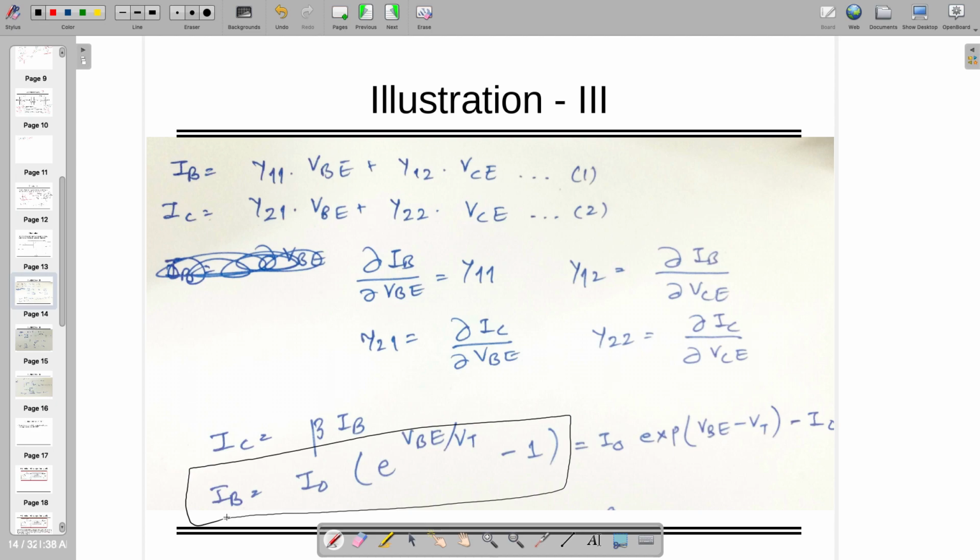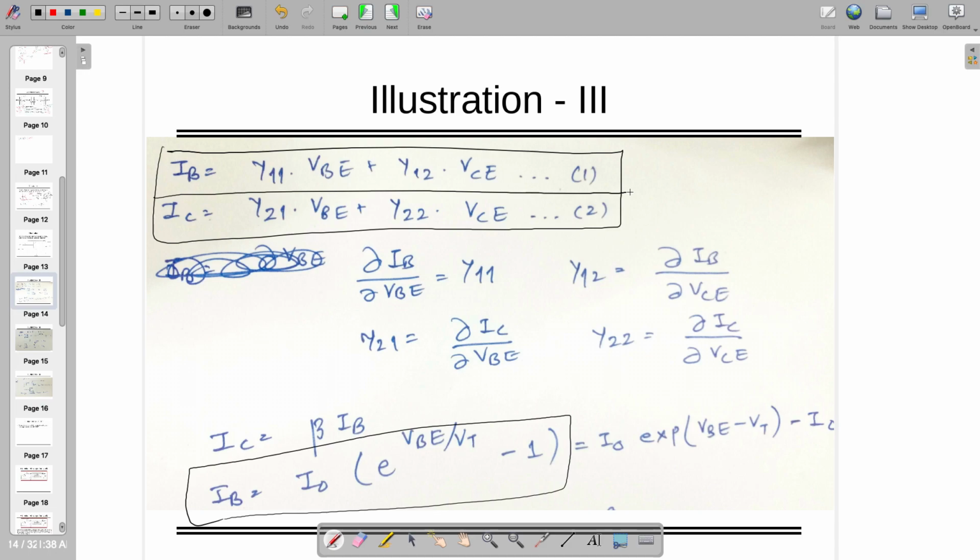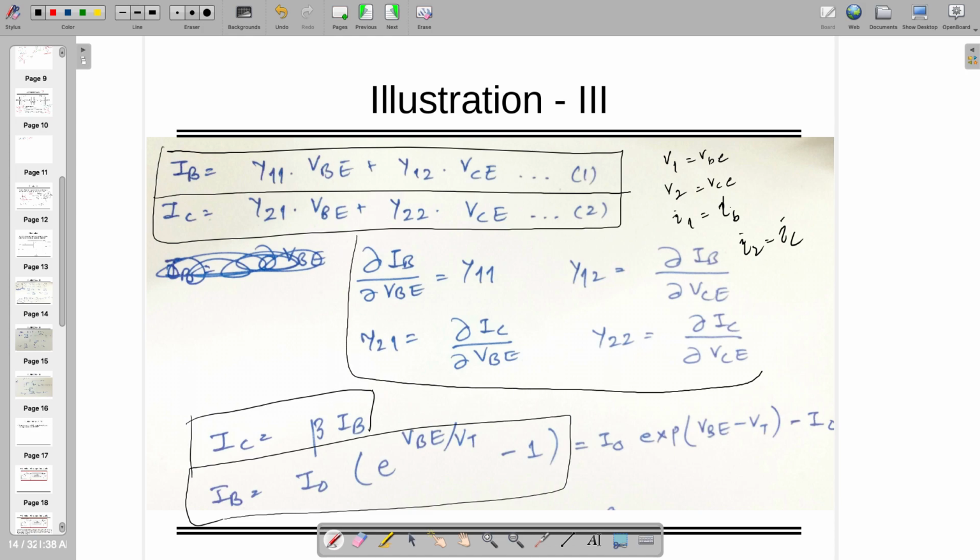So now following these equations, which are exactly the ones we have studied, where V1 is equal to VBE, V2 is equal to VCE, I1 is equal to IB, I2 is equal to IC. If that is the case, and we have one equation already available to us, IB is equal to I0, instead of calling it I saturation, I call it I0, times exponential of VB by VT minus 1. So can you find out these four parameters now?